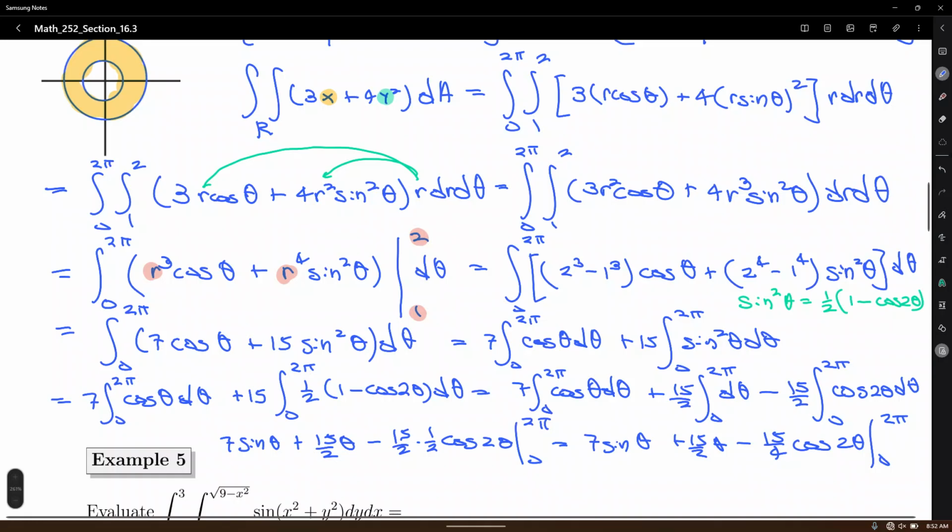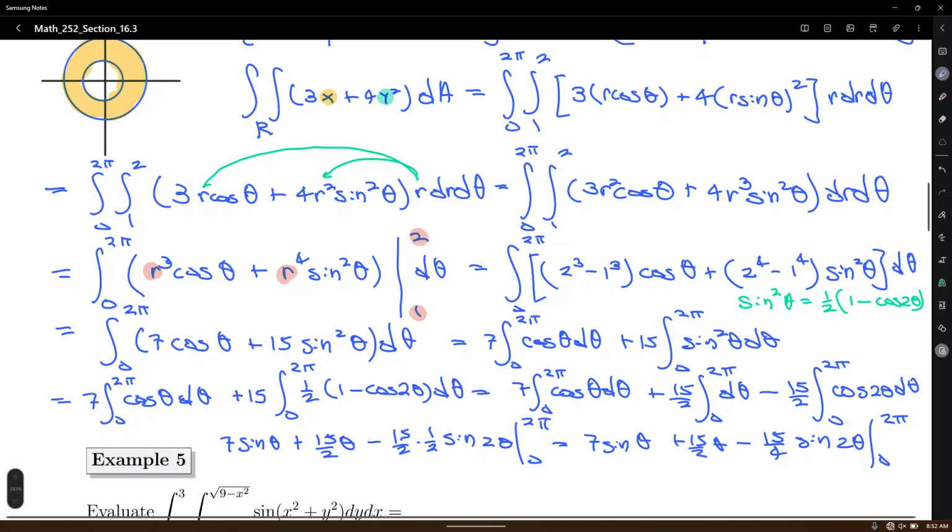Why is that cosine 2? Because of the identity. So we wrote sine squared. After integrating, why is it cosine 2? Oh, wait. This is supposed to be sine, right? The integral of cosine is sine. Thank you.